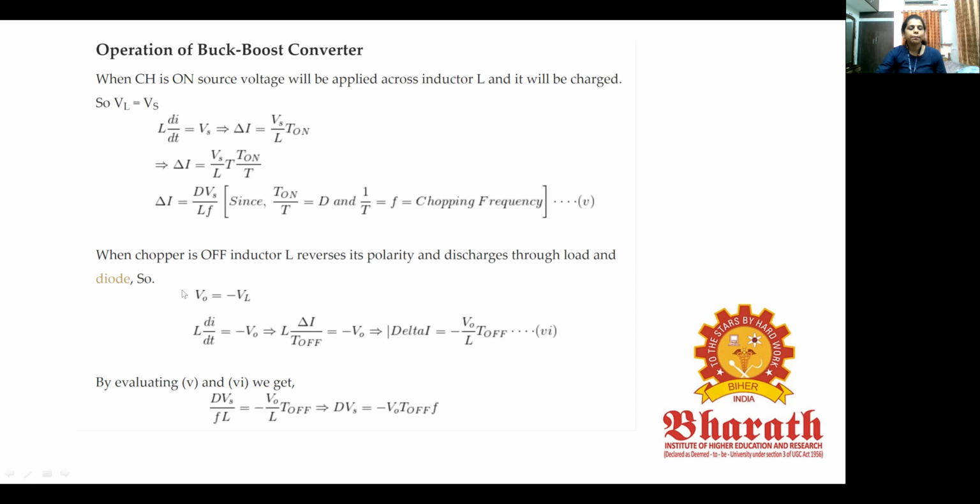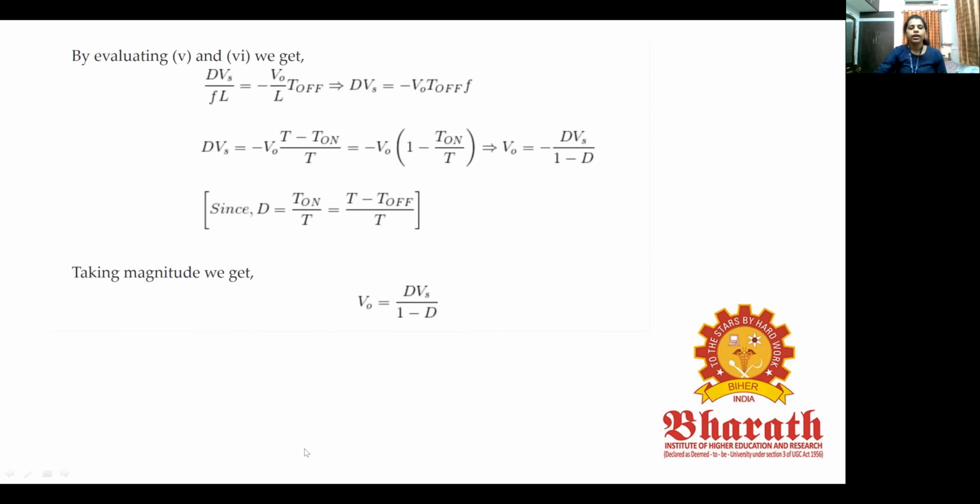So at that time, what will happen? My V0 will be equal to minus VL, because since it is reversing its polarity, V0 will be equal to minus VL. So as we did in the previous case, we will be writing the expression for VL as L into di by dt, and di can be replaced by del I, and dt is nothing but t off. So you can write it as minus V0. Just equate both the expressions for del I and substitute and simplify it. We get the expression for V0 as d into Vs divided by 1 minus d.